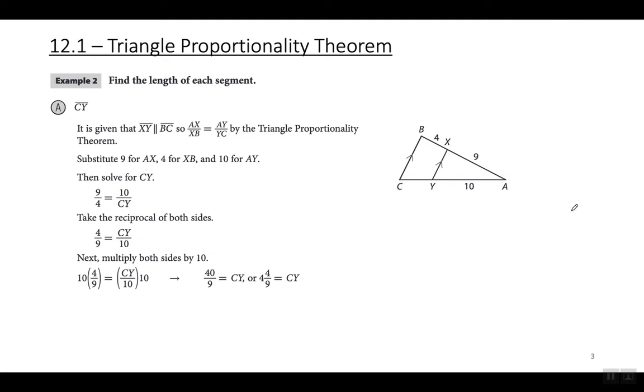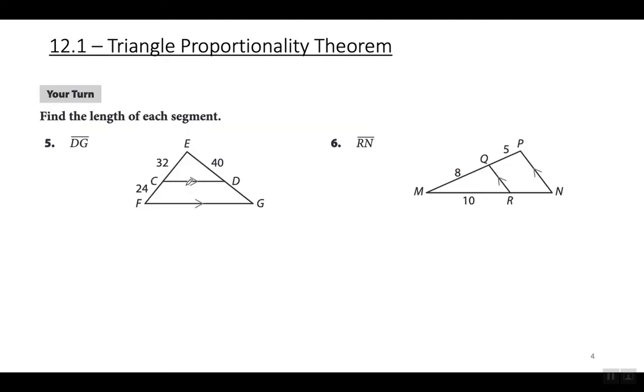Alright, next example. Okay, so again, here we have to find DG. We have to find this part. So I set up my proportion, 32 over 24 equals 40 over, you could put x if you want to, I'm going to put DG.